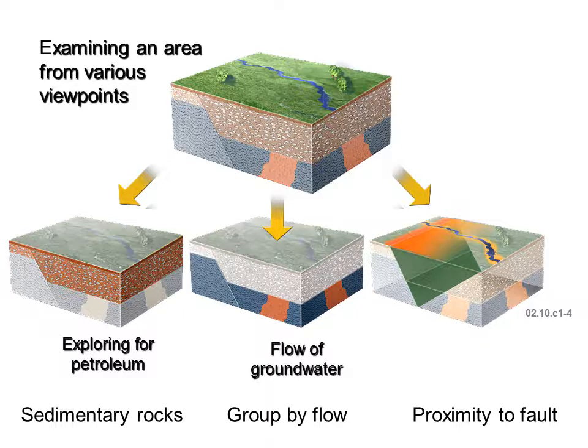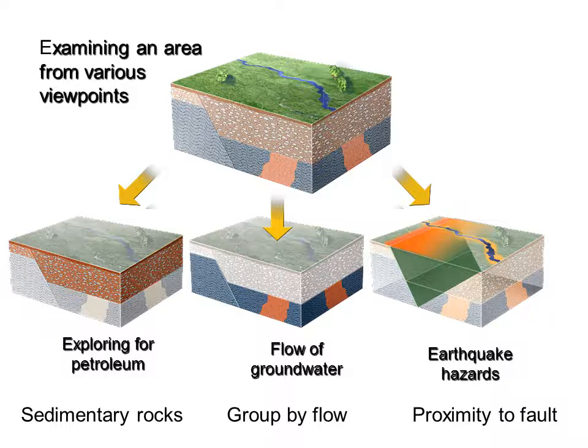If you change the question and you're looking at groundwater, then you're going to group the rocks based on how well water flows through them. It doesn't matter if they're the same type of rock or the same ages. It just matters how water flows through them. So those are the only rocks you're going to be looking at, the ones that have good flow, because that's where you would want to pump the groundwater out.